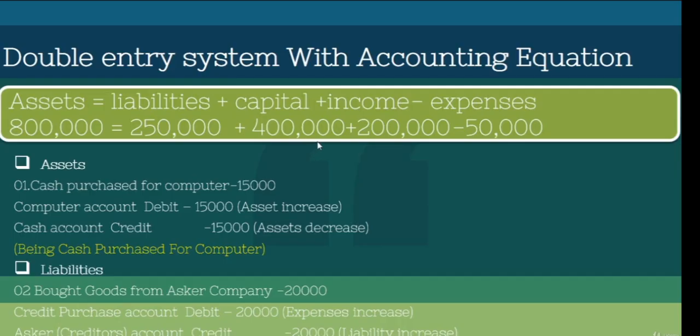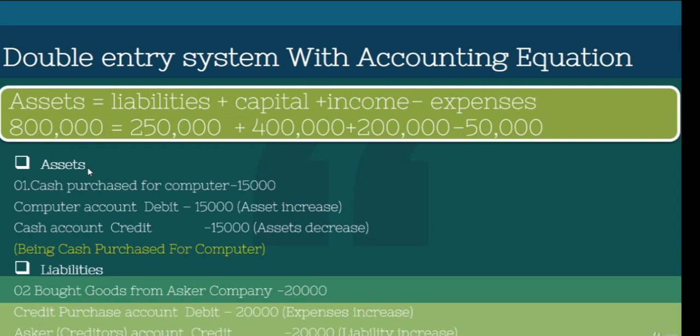So now we are going to look at one illustration. This is the accounting equation: assets equal liabilities plus capital plus income minus expenses. The opening balance is 800,000 assets, 250,000 liabilities, 400,000 capital, income 200,000 and expenses minus 50,000.